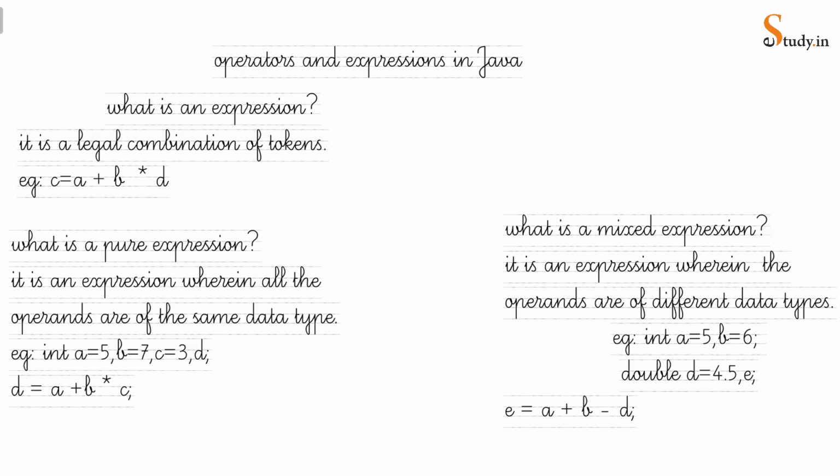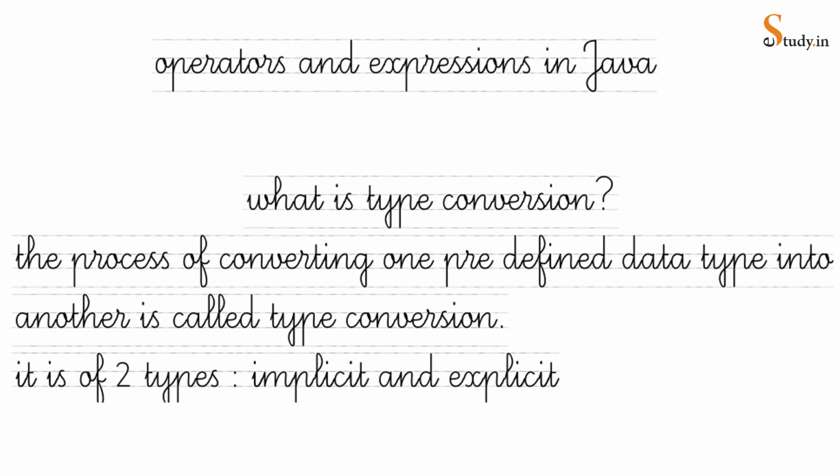Now we move on to the next question: what is type conversion? Another very important question. Students generally have difficulty understanding what type conversion is and the types of type conversion, so let's discuss that. Firstly, to understand the definition, type here basically means data type. The process of converting one predefined data type into another is called type conversion. What are predefined data types? The primitive data types.